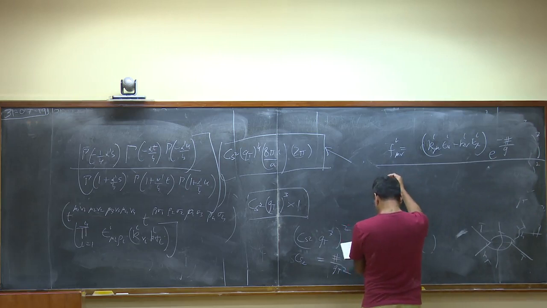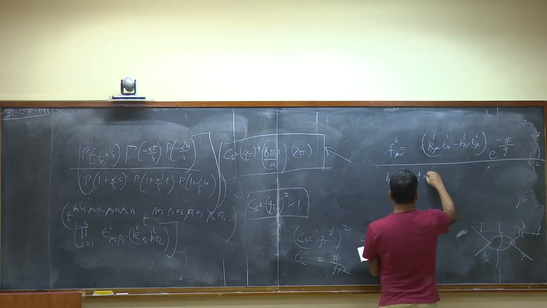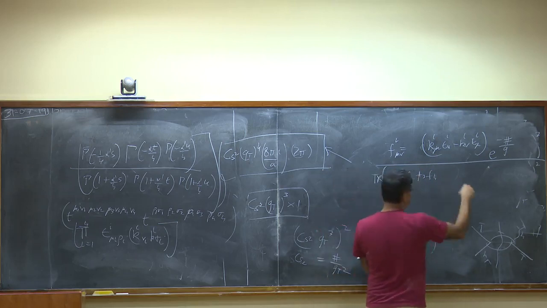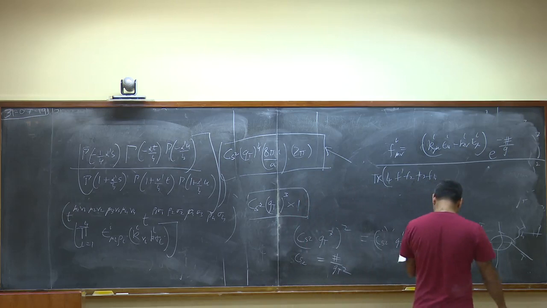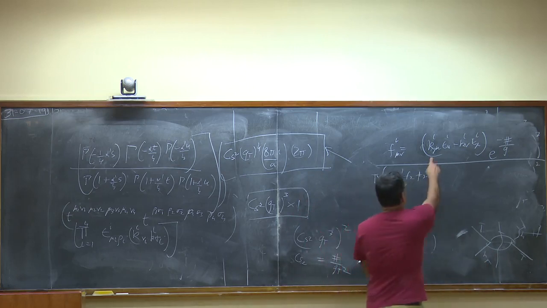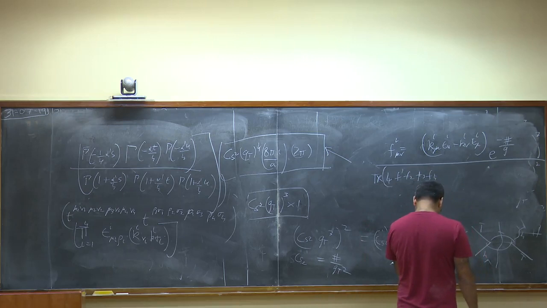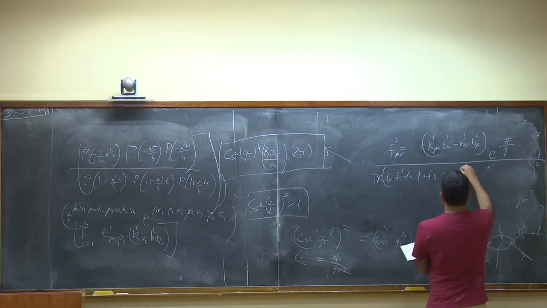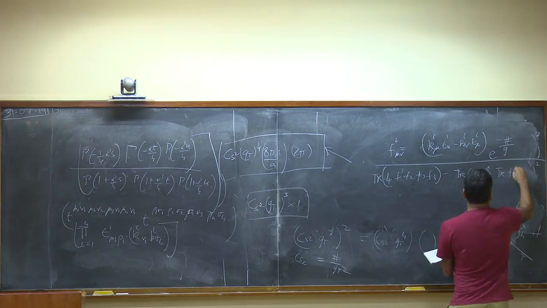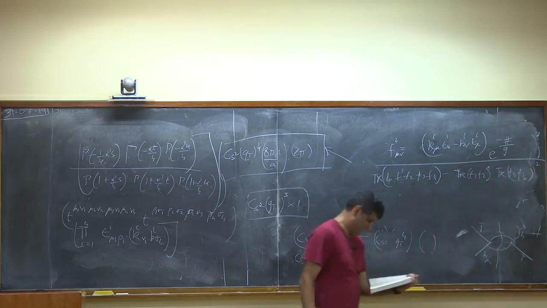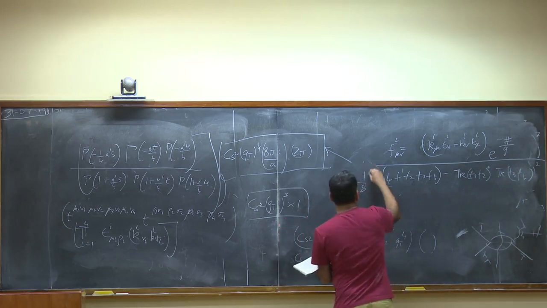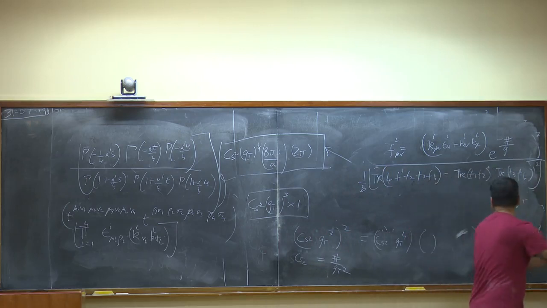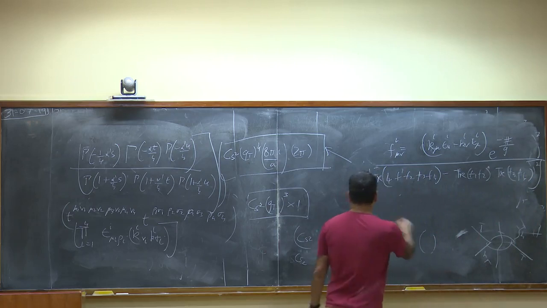Consider the following object. For F1, F2, F3, F4, you multiply field strengths as matrices and trace. Trace in which index? In the mu nu index. You multiply them as matrices, trace of F1 F2 F3 F4, minus 1 by 8 of trace F1 F2 times trace F3 F4. And here what we've done is to give F1 and F2 a special role, so plus 2 permutations.